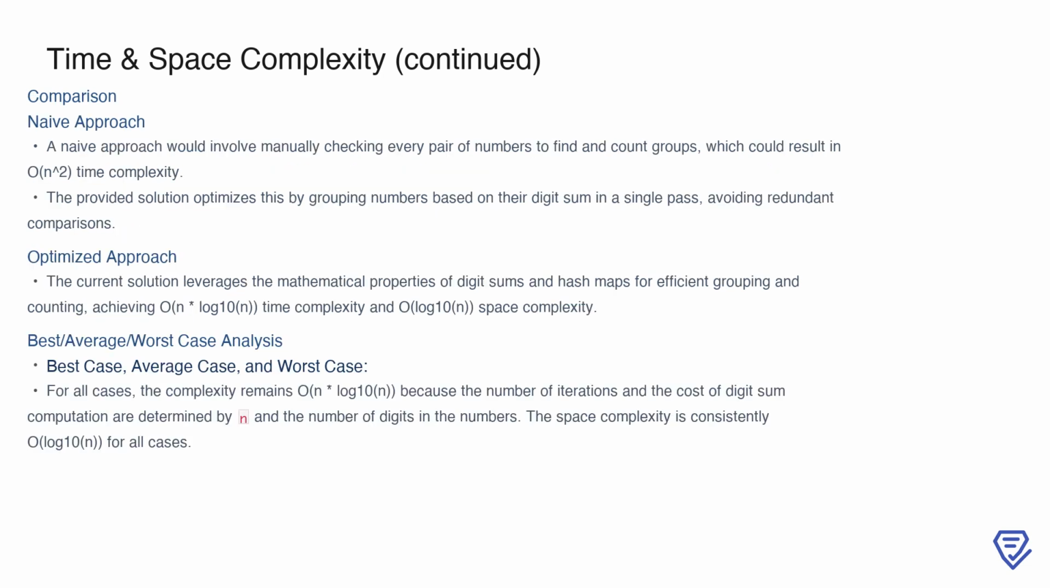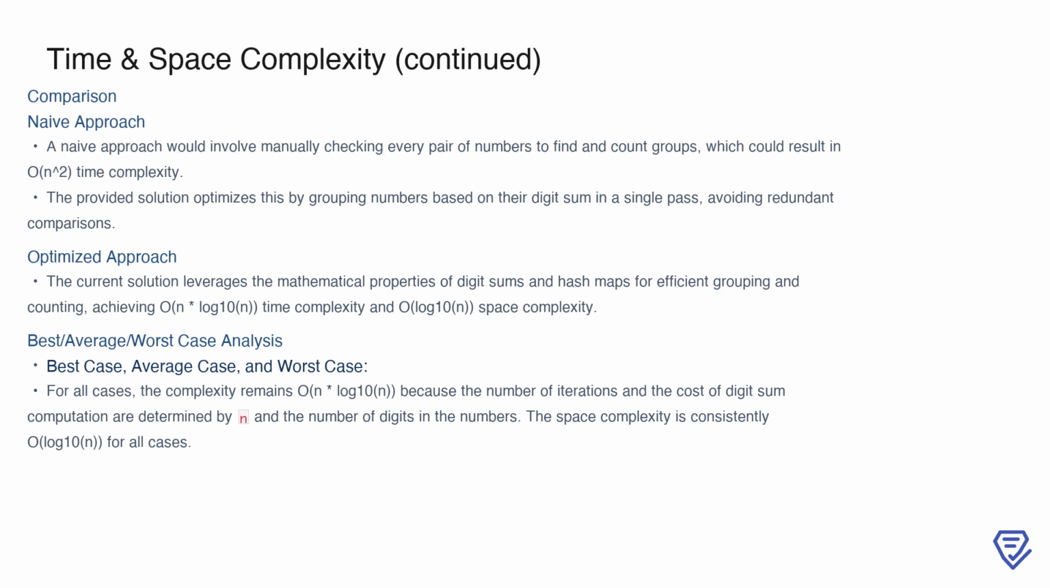Let's compare this approach to a naive solution. A naive method might involve manually checking every pair of numbers to group them based on their digit sums, which would require a time complexity of O(n squared). In contrast, the optimized solution avoids redundant comparisons by grouping numbers based on their digit sums in a single pass. This leads to a significantly better time complexity of O(n * log10 n) and space complexity of O(log10 n). Regarding the different cases, the time complexity remains consistent across the best, average, and worst cases.